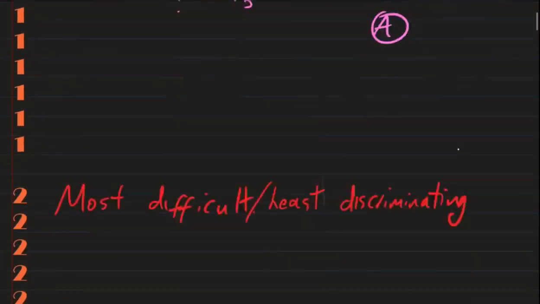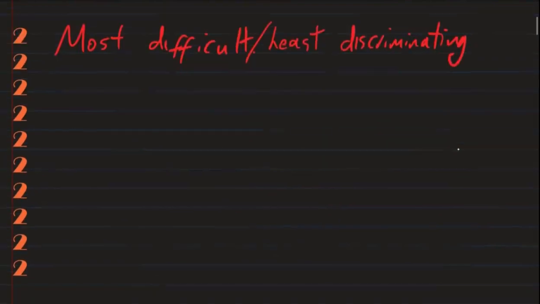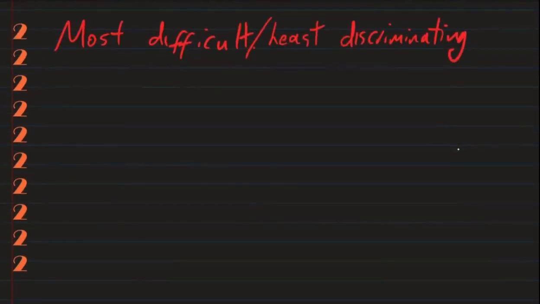Okay, so question 2, it was the most difficult question. Only 16% of the people got it right. And it was the least discriminating, which meant the smarty pants and the less gifted, it made no difference. No one could do it. It didn't differentiate well, discriminate well, excuse me.